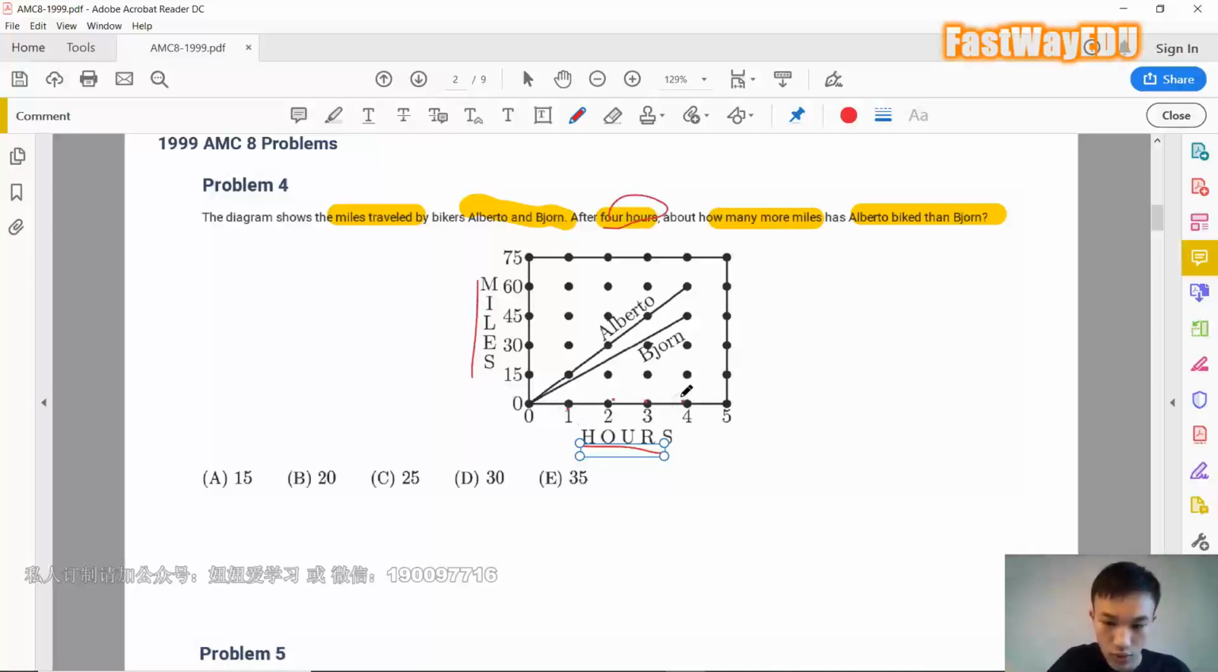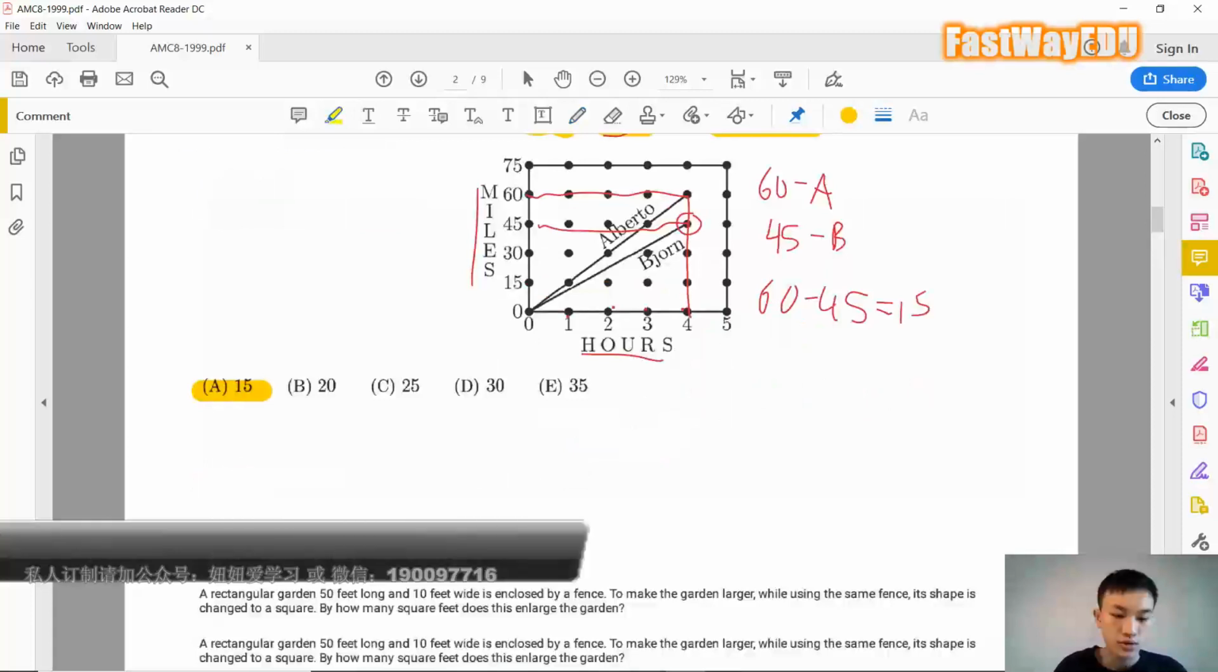Let's look at the 4-hour mark. 1, 2, 3, 4. So at the 4-hour mark, we can see Bjorn, he has traveled 45 miles. That's the B guy. At 4 hours, Alberto has traveled 60 miles. So that's Alberto. How many more miles has Alberto traveled than Bjorn? That's just 60 minus 45. That's 15. And that is going to be answer choice A.